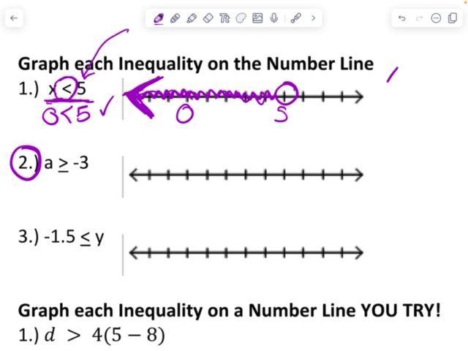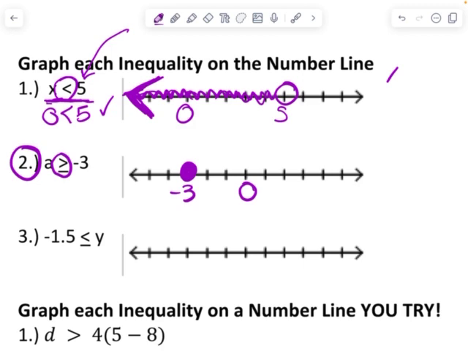Let's go ahead and look at number 2. I would read this as a is greater than or equal to negative 3. Well, I care about where negative 3 is and where the number 0 is. Please make sure that negative 3 is to the left of 0. When I plot my point, I look at my symbol. It's greater than or equal to. Since it has that equal symbol, I'm going to close my point. That means that that is a solution. That number negative 3 is a solution.